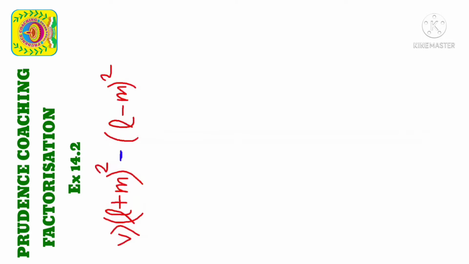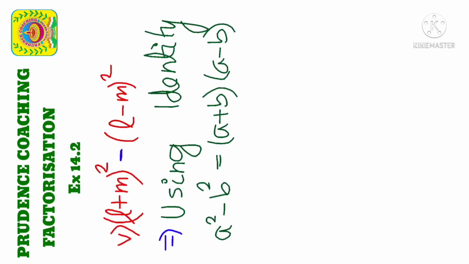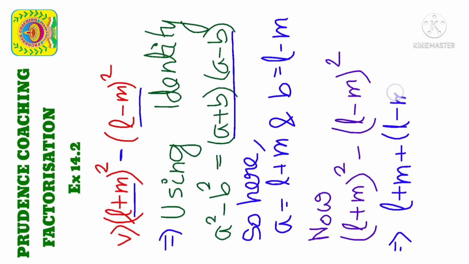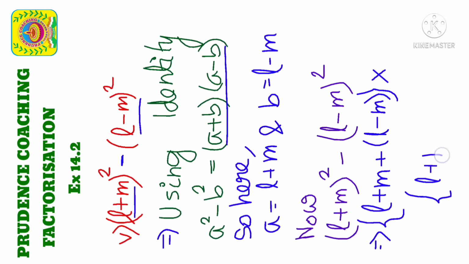Now let us start with the next sum. L plus m the whole square minus L minus m the whole square. So here we can compare with the identity a square minus b square. Now comparing with the identity a square minus b square, we can write the value of a as L plus m here and the value of b as L minus m here. Now we can write the given expression as a plus b into a minus b. So here the value of a is L plus m, plus here we need to write L minus m, that is the value of b once, multiplied by the value of a, that is L plus m, and now we need to minus b, that is L minus m.